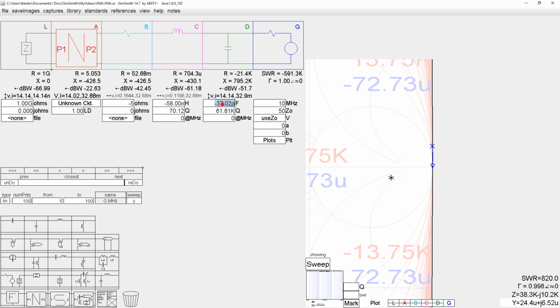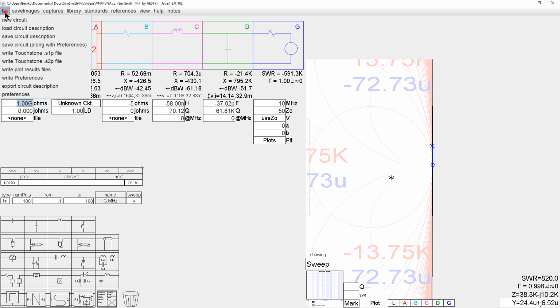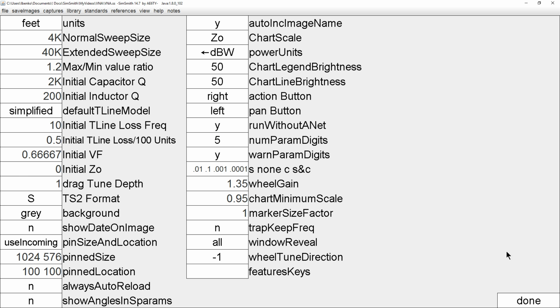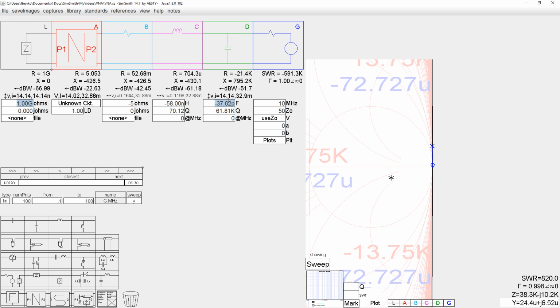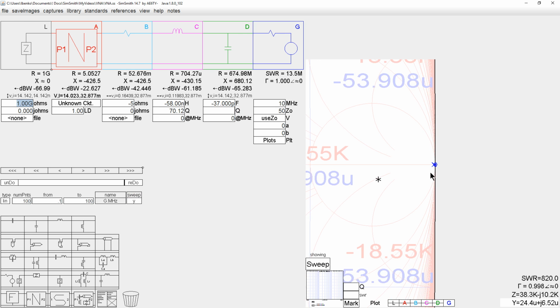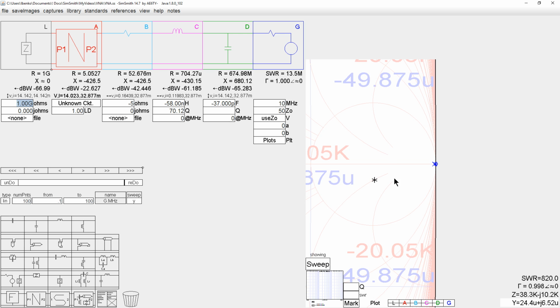So let's change the capacitance ever so slightly. Okay, we need another digit of accuracy here. Okay, back to the capacitance again. That's good. 37 picofarads, a Q of 61,000. Probably means this Q was just infinite. Maybe not infinite. It looks like it moves a little bit. It may have been infinite. I can't remember what I did there. 100,000 maybe.